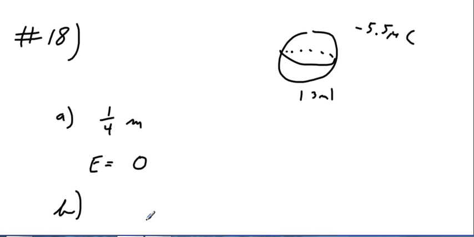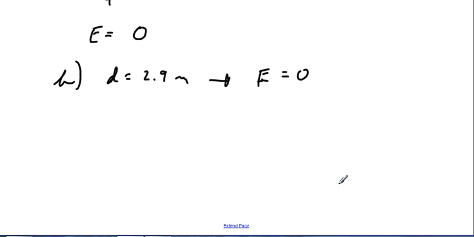What is this? This is a solid guy. Yeah, that'd still be the case. Inside a solid guy, the electric field is going to be 0. For B, we're still inside of the field. I found the distance 2.9 meters away, so my electric field is still going to be 0 in both of those cases.